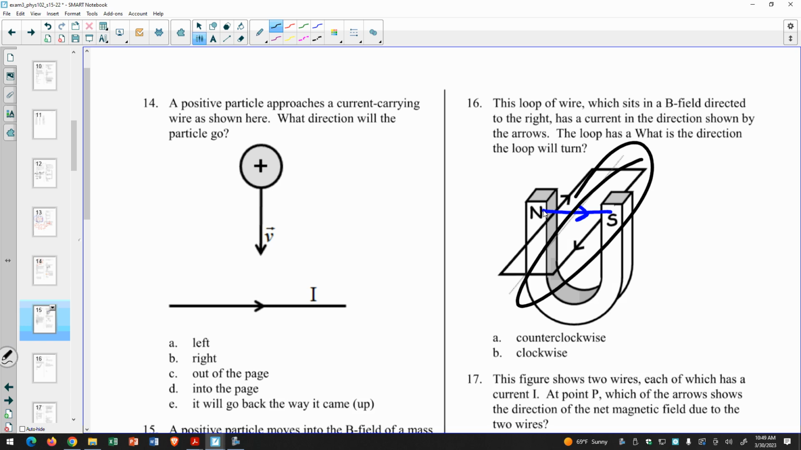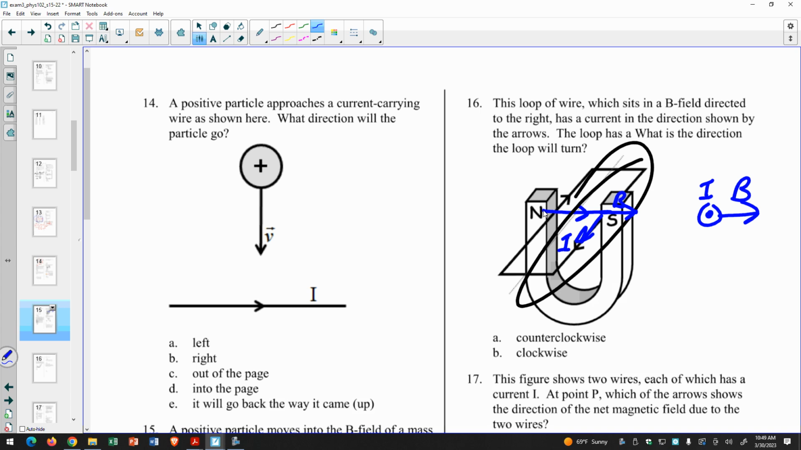On this side, I have a wire that is coming out of the page. So that's my current. And the magnetic field is to the right. So the current is coming out of the page like this. And then the magnetic field is moving to the right. This is my current, this is my magnetic field.